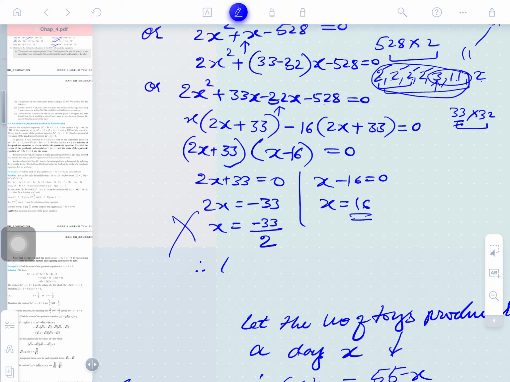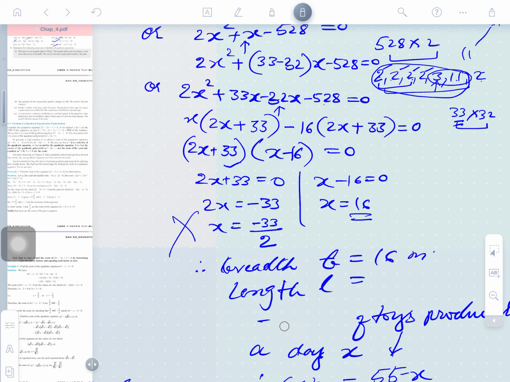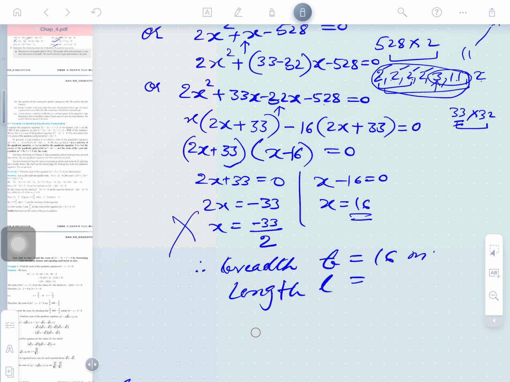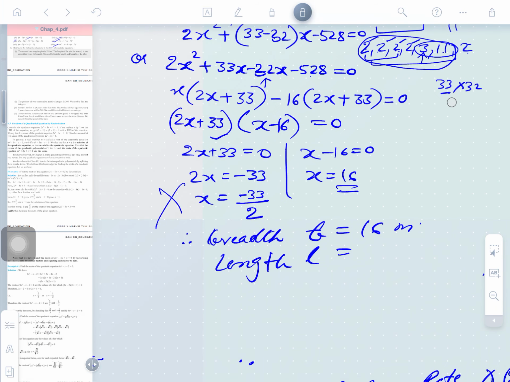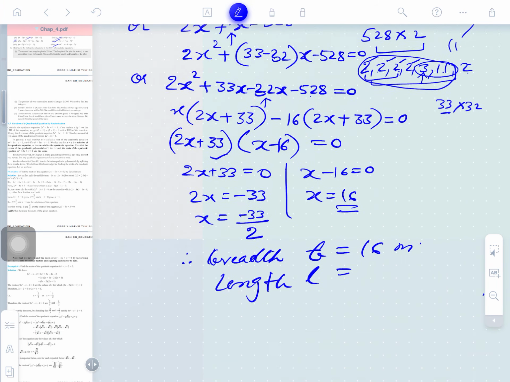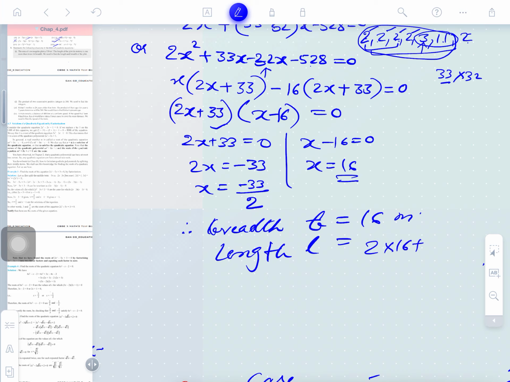So, you will write the answer. Therefore, the breadth B is equal to 16 meter, we can take the unit here. And the length, please tell me, the length is 2x plus 1. So, 2 into 16 plus 1 is equal to 33. Your answer is okay. So, remember these two things.